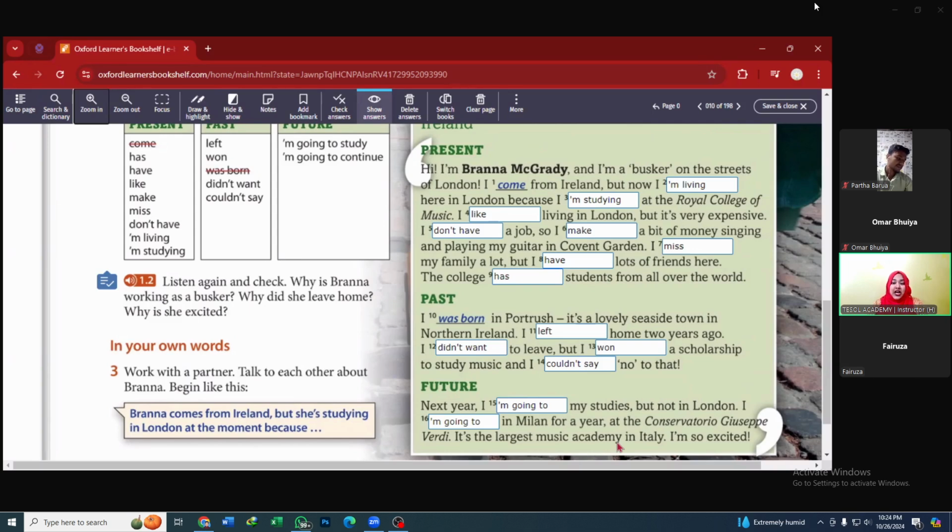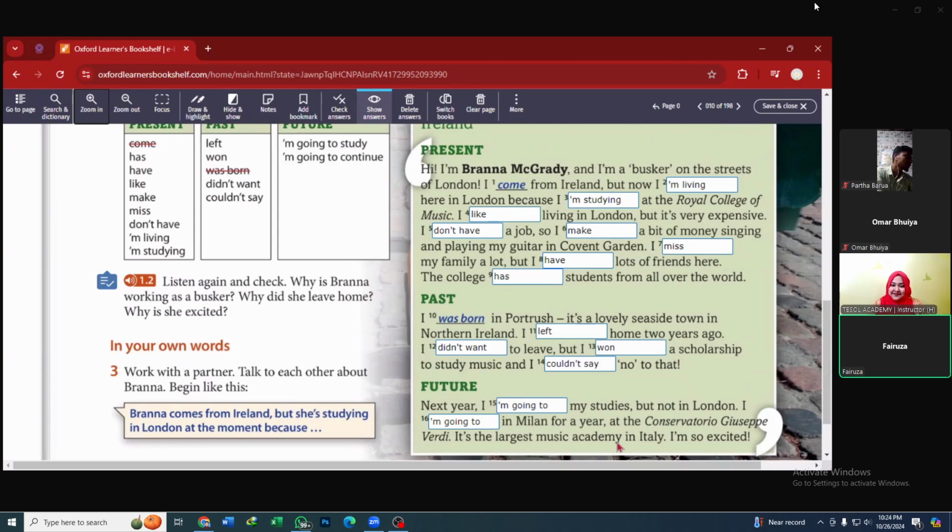Guitar. It's guitar, the instrument that we play. Yes, guitar in Covent Garden. I miss my family a lot, but I have lots of friends here. The college has students from all over the world.